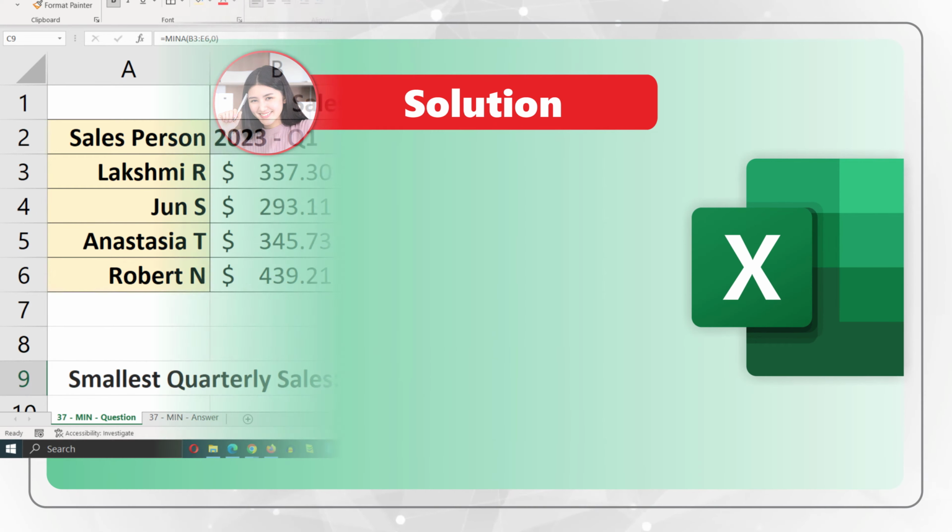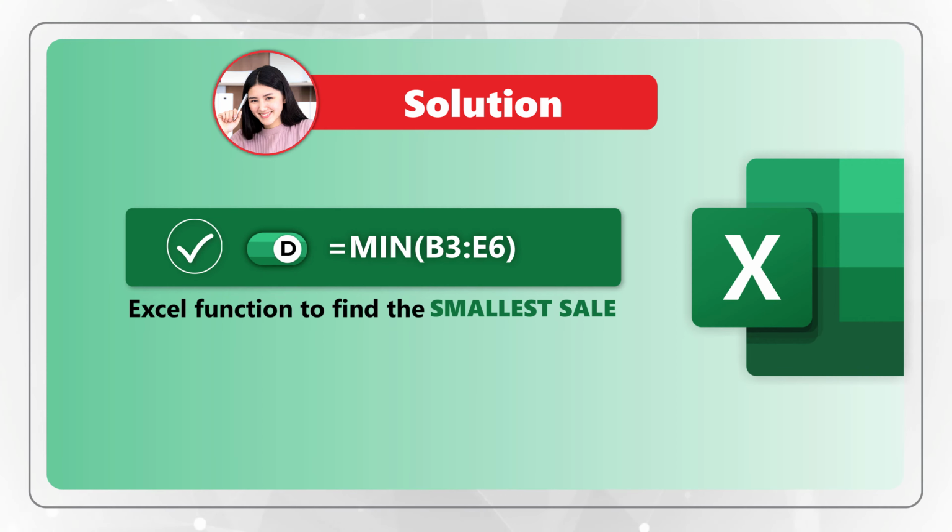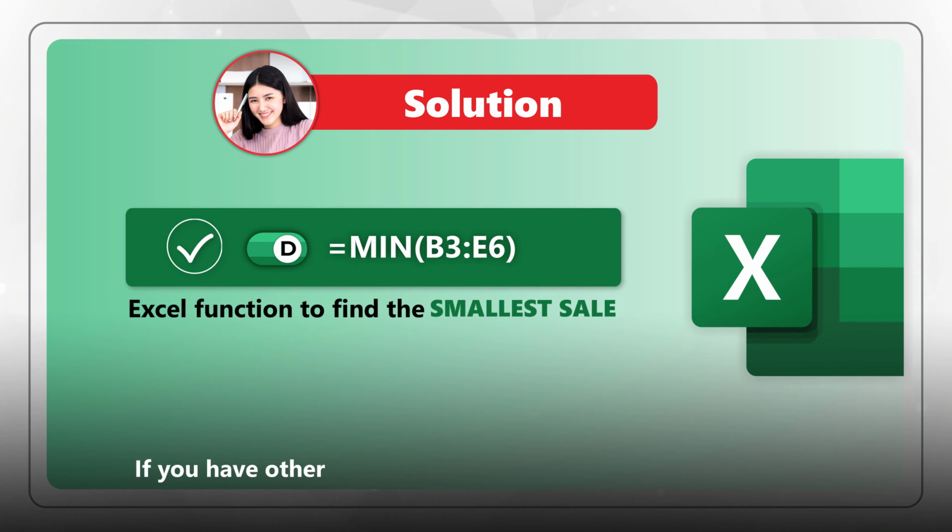So the correct choice here is choice D, when we use the MIN function to find the smallest sales. Do you have any other suggestions? Please make sure to post them in comments.